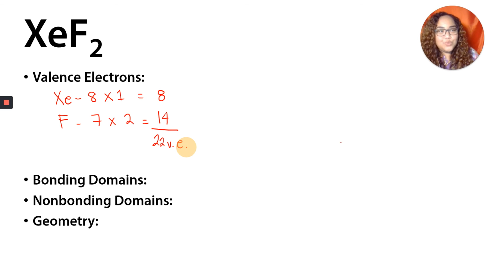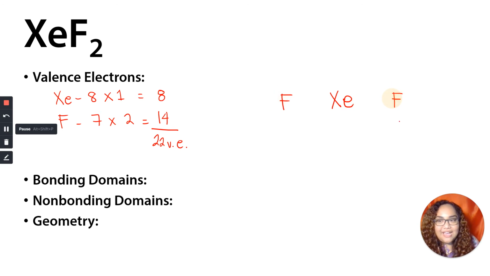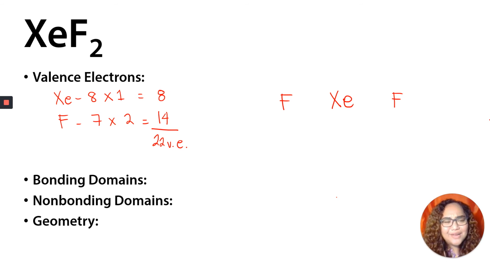Okay, now what would be the central atom? And I think that's very obvious. I'm just going to bring myself right here in the bottom right corner. The central atom would obviously be xenon, okay? And then it would be surrounded by 2 fluorine atoms. Okay, so xenon has 8, so it's already happy by itself.